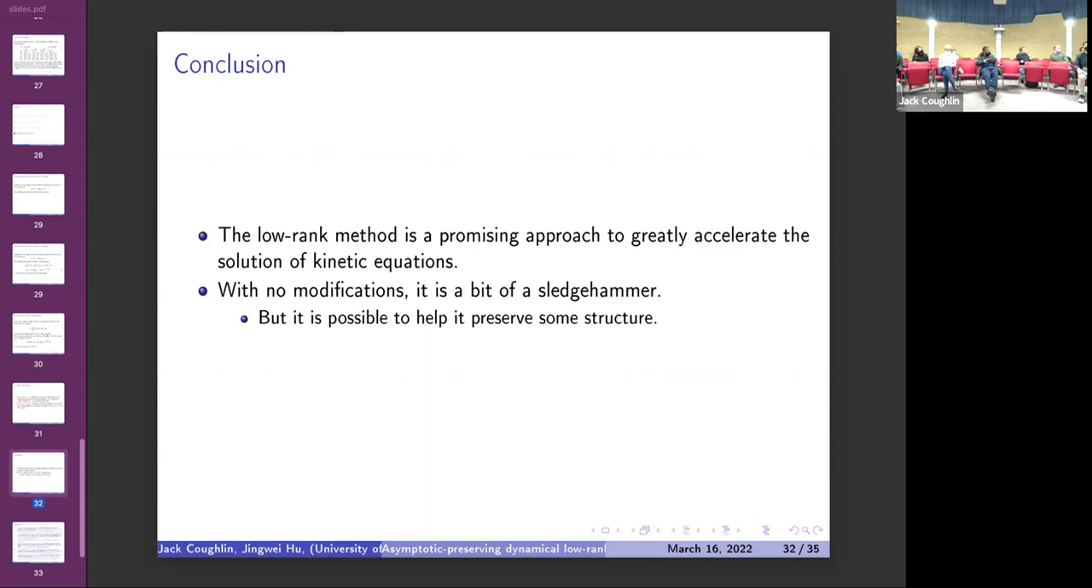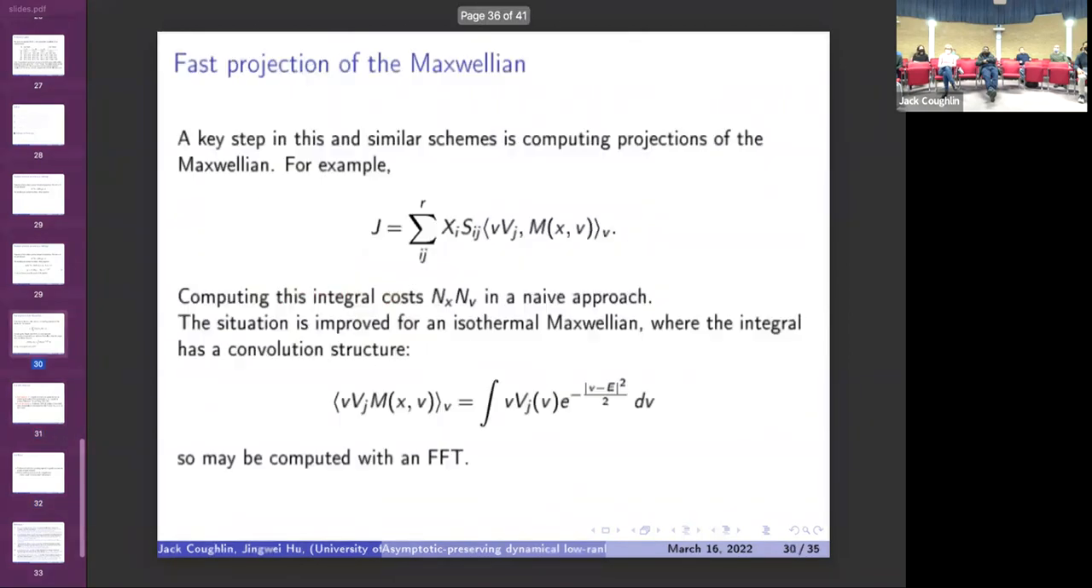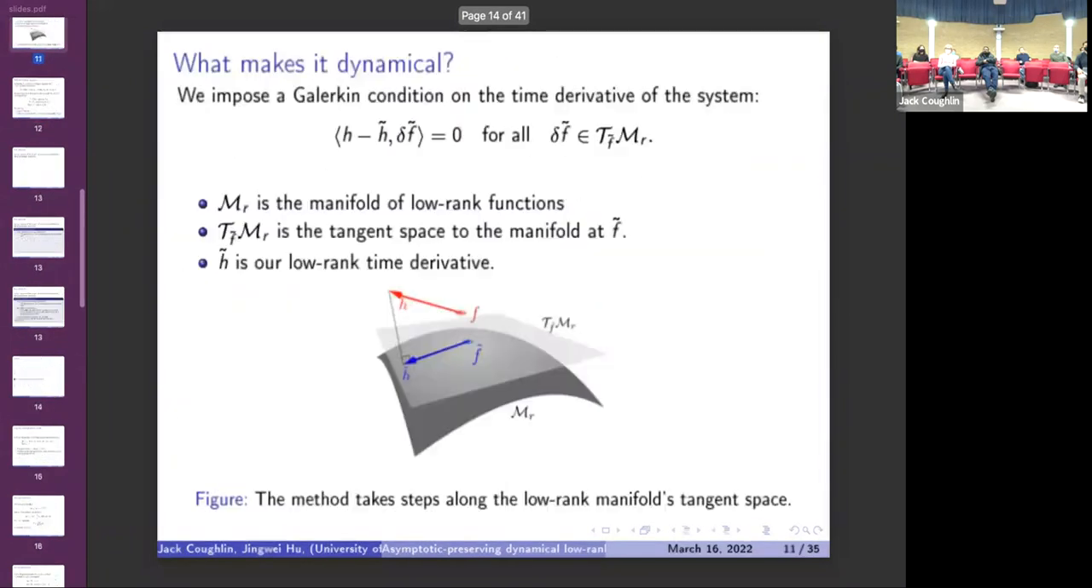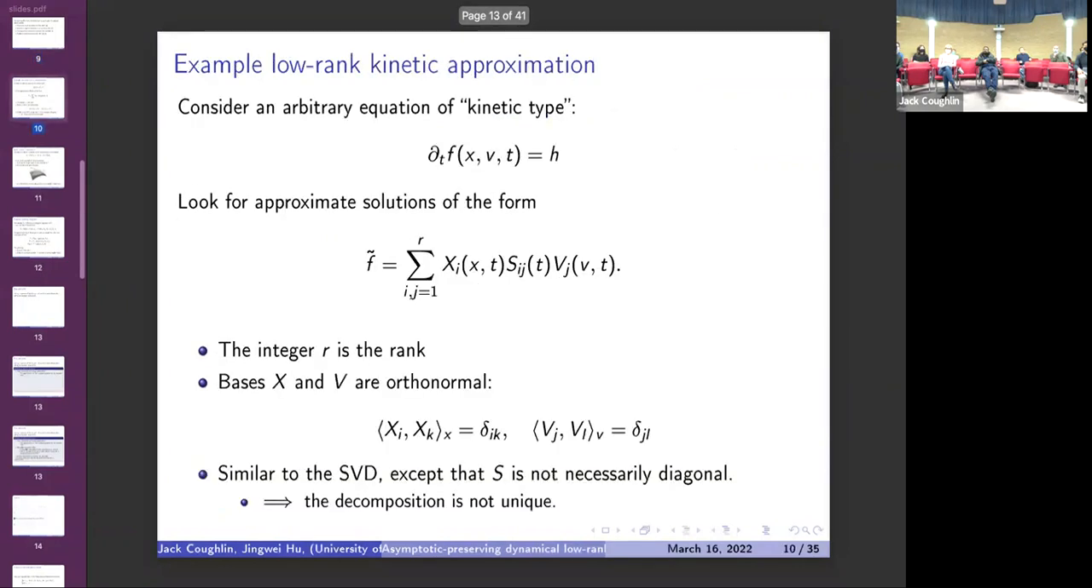Is there any principle for choosing these xi's and vi's, the singular value decomposition? Is there any principle for choosing these guys? Yeah. No, not really. It's really just done by a singular value decomposition. So to initialize it, what we're doing is taking the initial f and then constructing the full tensor version of that, and then doing an SVD to get the basis functions.